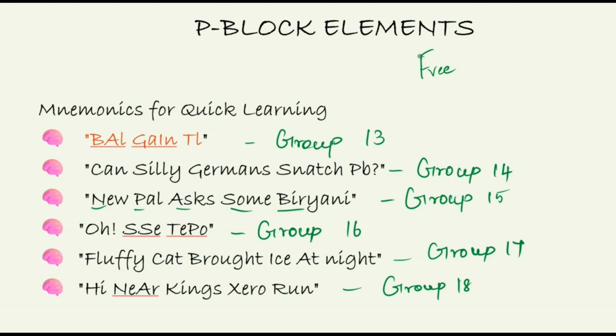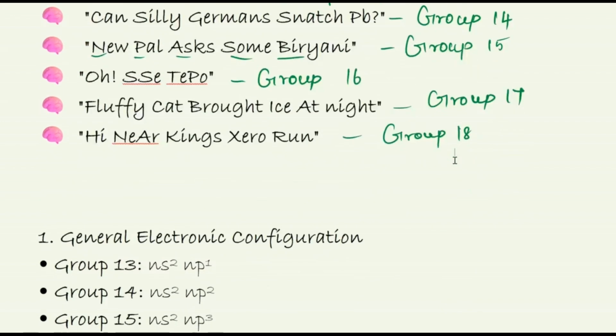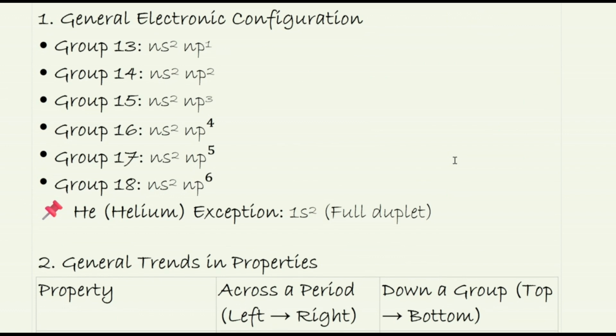Right? Let's move on to what we have in P block elements. In our syllabus, this includes the electronic configuration, physical and chemical property trends, and that's it. And how the first group elements vary. So we are going to go through those things, starting with group 13, the electronic configuration.